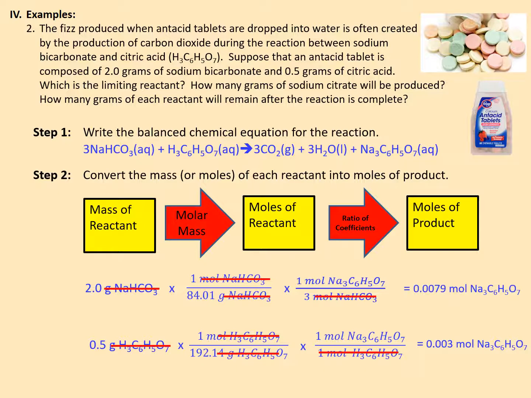So, on the next slide, we'll go on to step 3 and identify the limiting reactant. You can see right here, the limiting reactant must be the citric acid because it produces the least amount of product, right? 0.003 moles is less than 0.0079 moles.